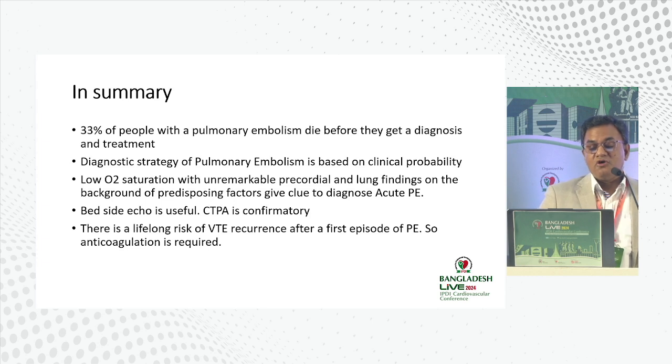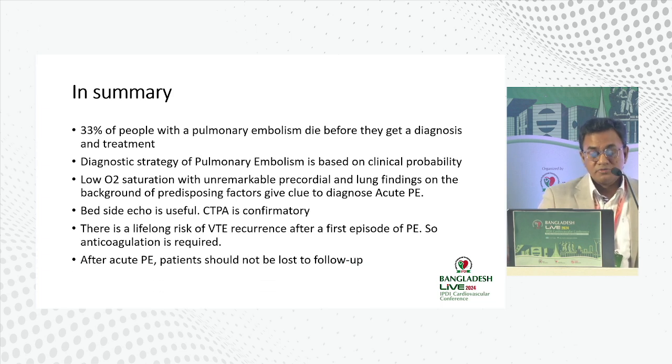There is a lifelong risk of venous thromboembolism recurrence after a first episode of pulmonary embolism. So anticoagulation is required lifelong. After acute pulmonary embolism, patients should not be lost to follow-up because there might be a chance of recurrence.